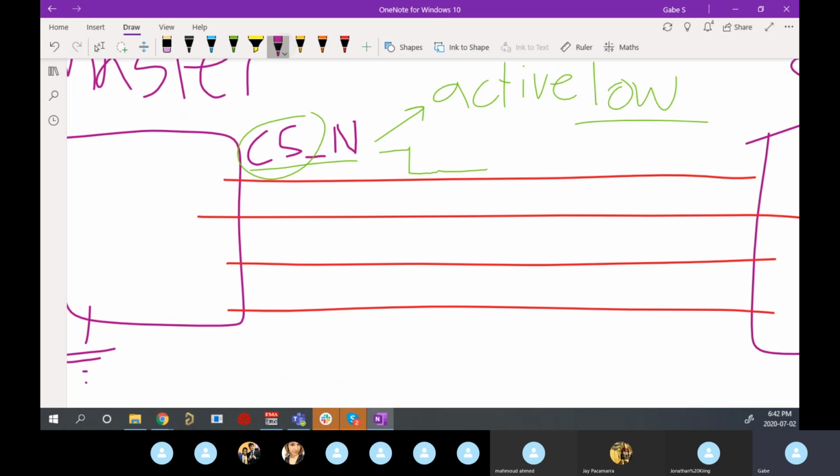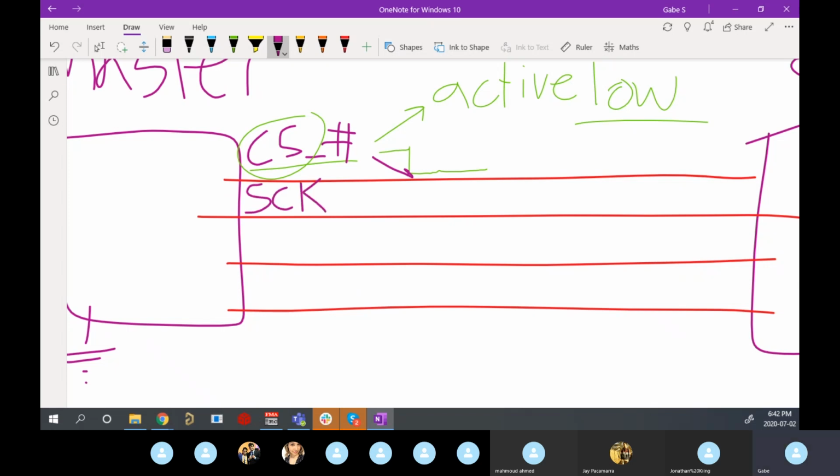Sometimes it's shown as a little bar on top, like this. Chip select, active low. Sometimes people also do other things, like they put a little hash symbol here. Sometimes you get the N before, NCS. All of that means that it's an active low signal. So it's not your generic, okay, if it's a 1, it's active, if it's a 0, it's not active. It's literally the opposite. Active low. If it's a 0, it's active. Next line.